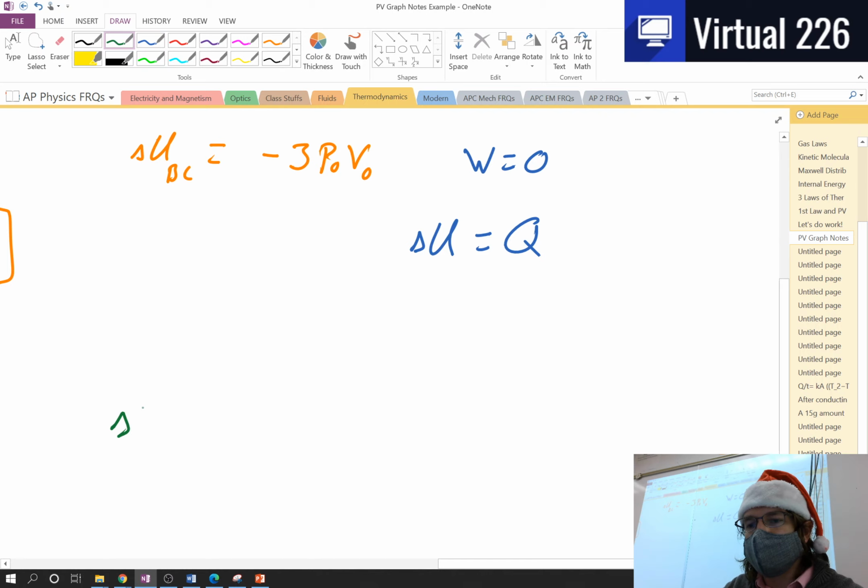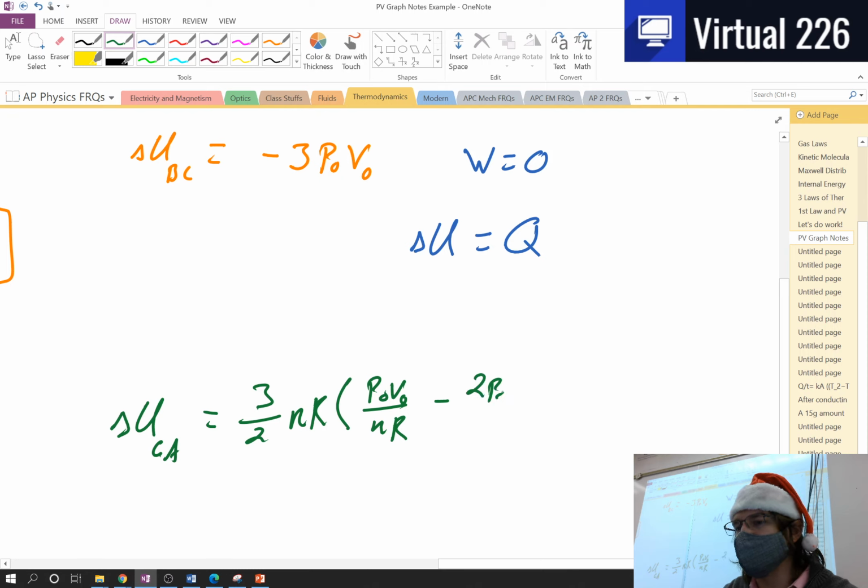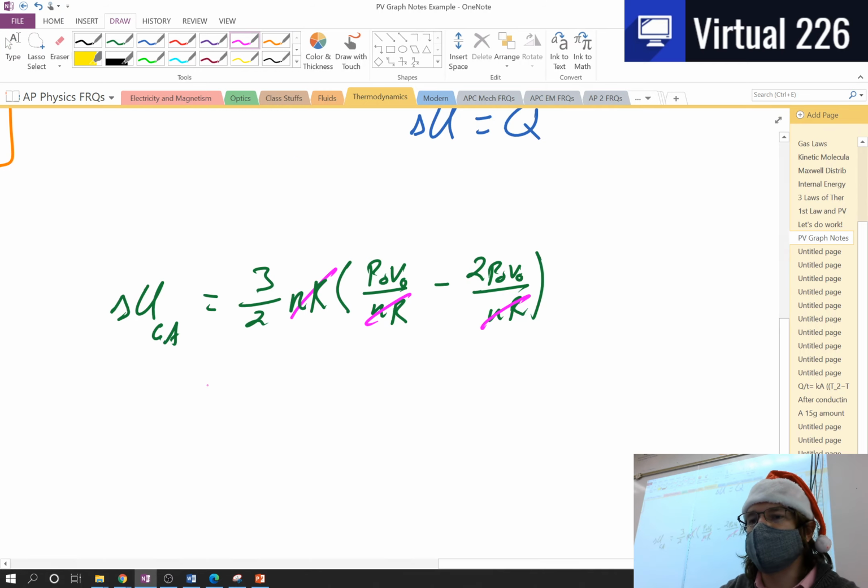Lastly, if we were on the delta U from C back to A, we're going to get the 3/2 NR once again. T naught for our final position was actually P naught V naught over NR minus, and then the C position was 2 P naught V naught over NR. Third time's the charm, the NRs go away. 1 P naught V naught minus 2 P naught V naught gives us a 1 P naught V naught, which would be negative here, which means that our delta U from C to A is going to be negative 3/2 P naught V naught.